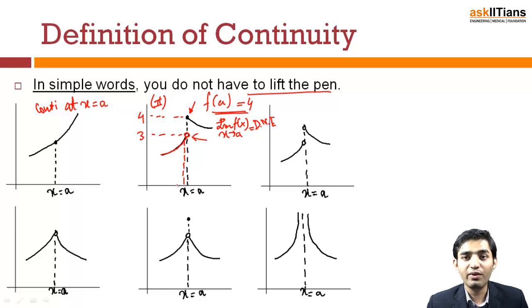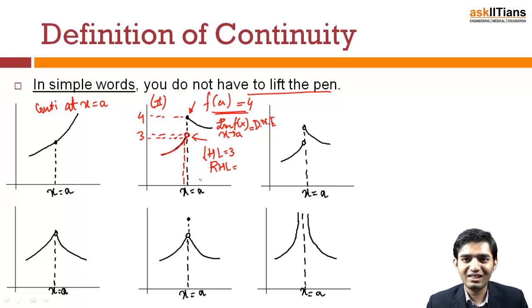That means what will be the value of f(x)? f(x) will be slightly less than 3. So the limit as x tends to a minus will give me 3, right? So LHL will be equal to 3. But what will be RHL? RHL means slightly greater than a.